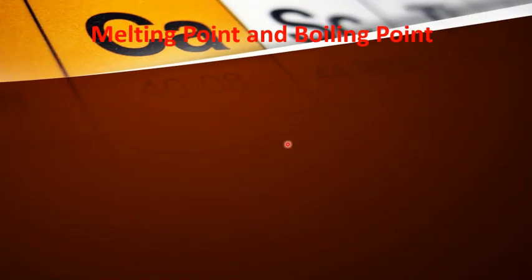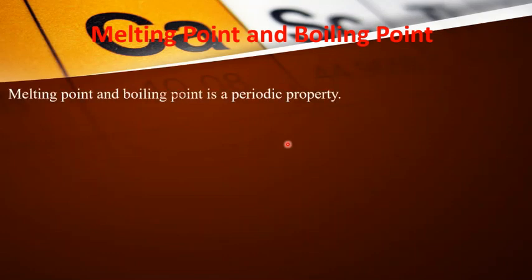Now our third property, melting point and boiling point. You know the temperature at which an element melts is called melting point, and the temperature at which an element boils is called boiling point. Melting point and boiling point is also a periodic property. And what is the group relation? That means what type of change occurs in the same group for melting point and boiling point. In the group, there are some exceptions.